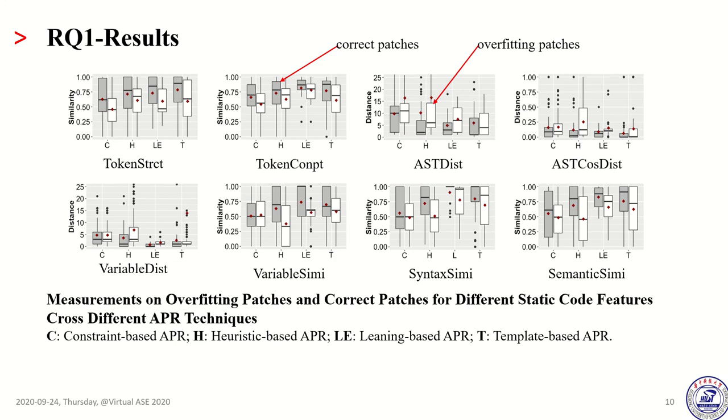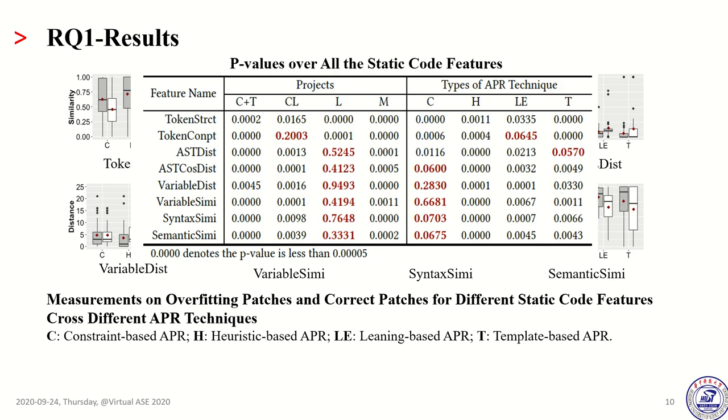We perform the same analysis for different types of APR techniques. We can observe that the trend is similar. This table shows the results of the significance test, where red ones mean the difference is insignificant. Such a result indicates that existing features are less effective to prioritize patches generated for Project Long and patches generated by constraint-based APR techniques.